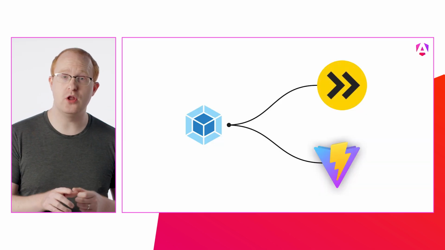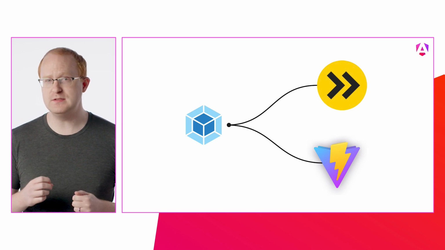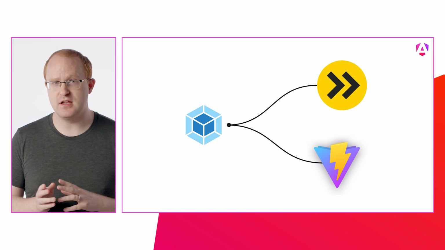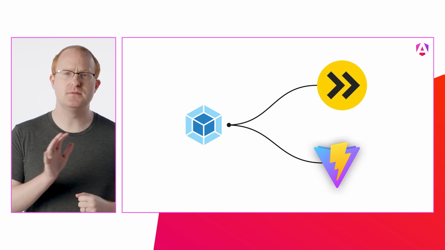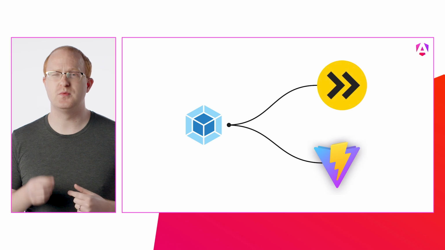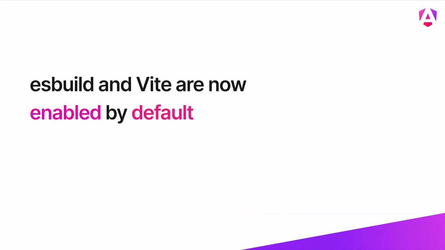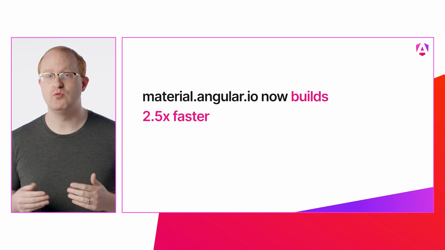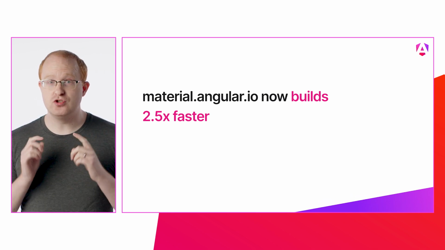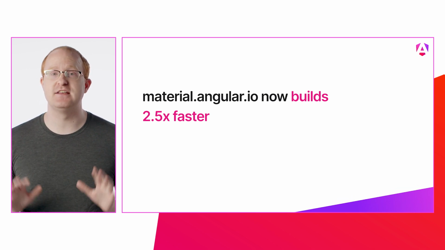Next, you might recall that we've been working hard to improve build times by migrating Angular CLI from Webpack to esbuild and Vite. These act as modern bundling and dev serving tools with a special focus on performance. We're happy to announce that this is now enabled by default for new applications, yielding major build time improvements. As one example, the Angular Material documentation site was recently updated and received 2.5 times faster builds.